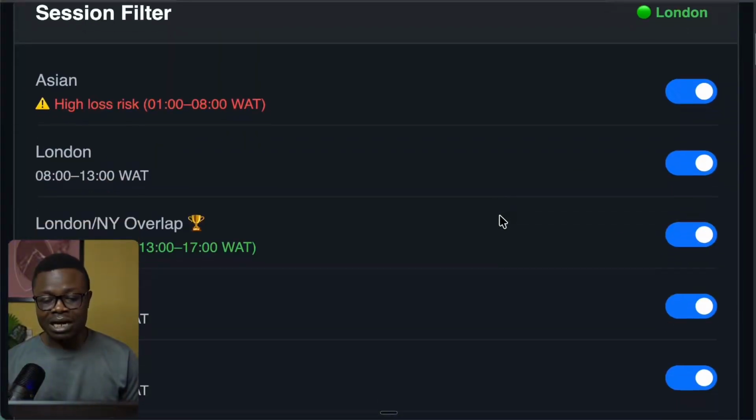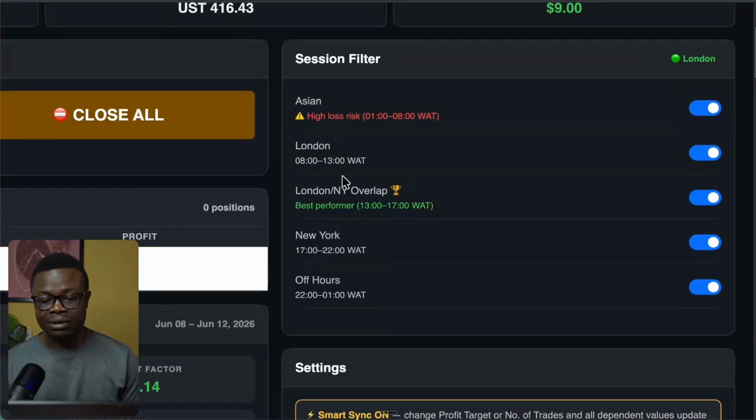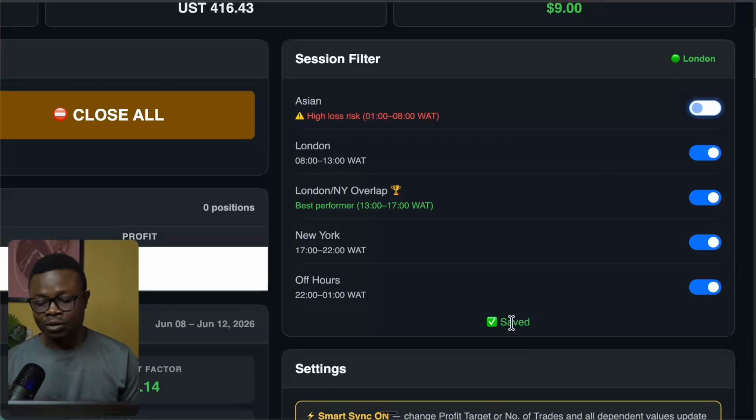Then down here is where we have the sessions, the different sessions, the Asian session, and mine is highlighted in red here because it has been the worst session for me. This is the session I've made a lot of losses. So if I don't want to trade this session, I just go ahead and turn this off. You see, automatically it saves here.